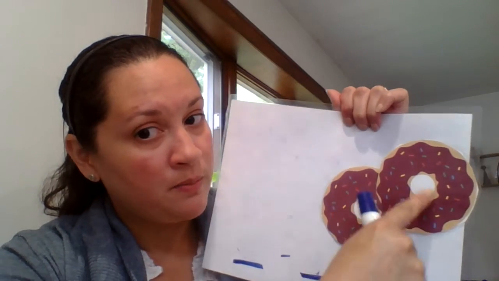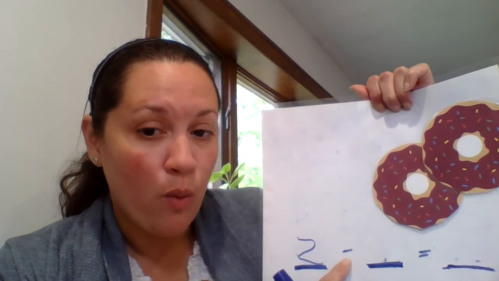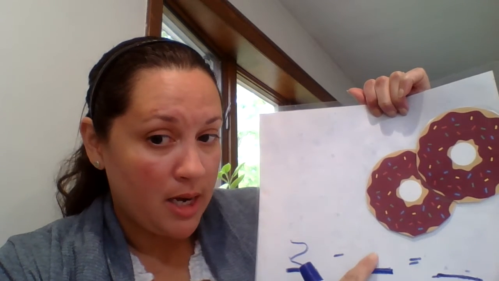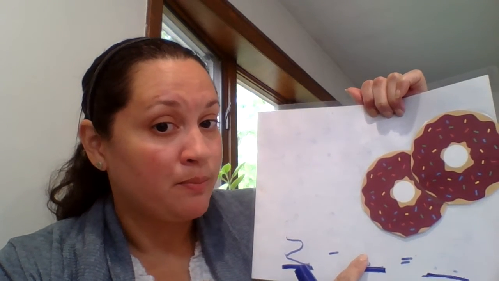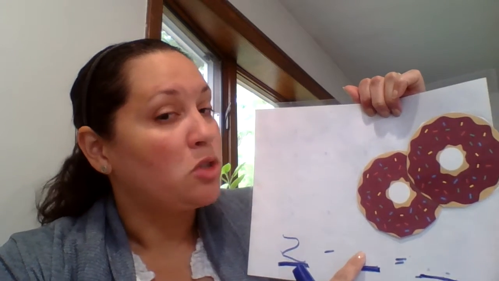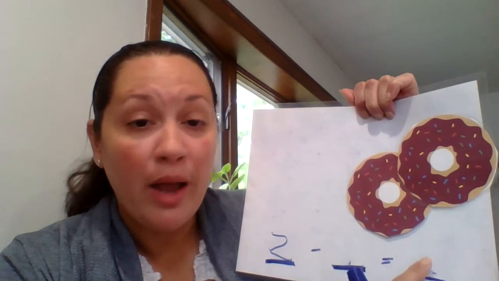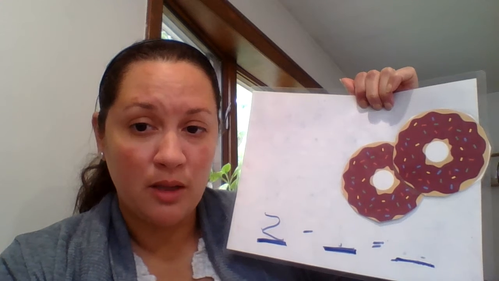Okay, so here we go. How many donuts do I have now? What am I starting with? 1, 2. So number 2 is what I'm starting with, and I'm going to take away how many? We don't know yet, or we kind of do. Usually it's 1. And I want to know how many are left. Okay, so help me count.